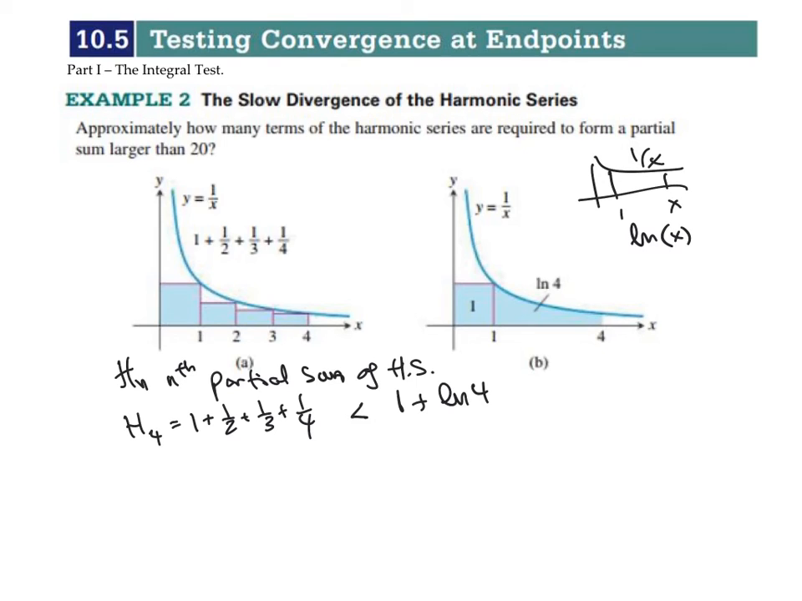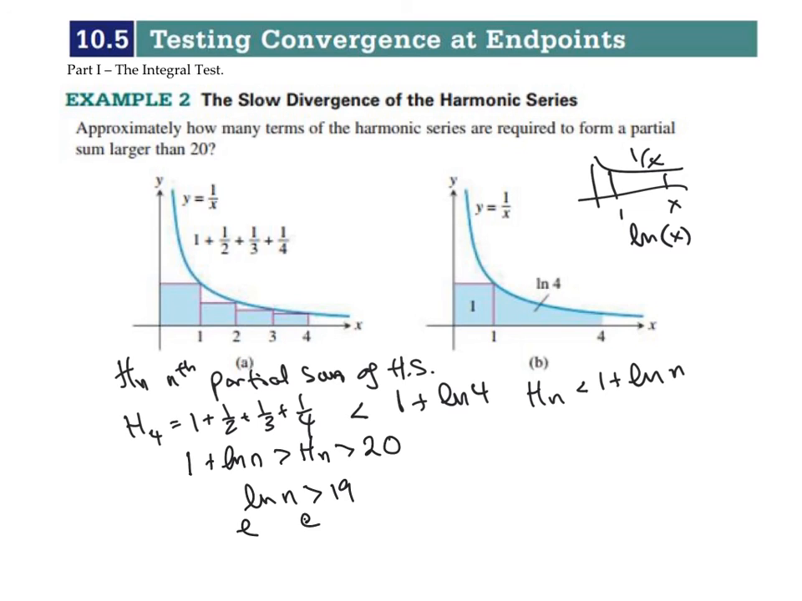Anyway, I want to know the following. I know that in general, hn is less than 1 plus the natural log of n. So 1 plus the natural log of n is greater than hn, which is the nth partial sum, and I want to know when the nth partial sum gets greater than 20. Well, solving this, I get natural log of n is greater than 19, and exponentiating both sides, I get n is greater than e to the 19th.